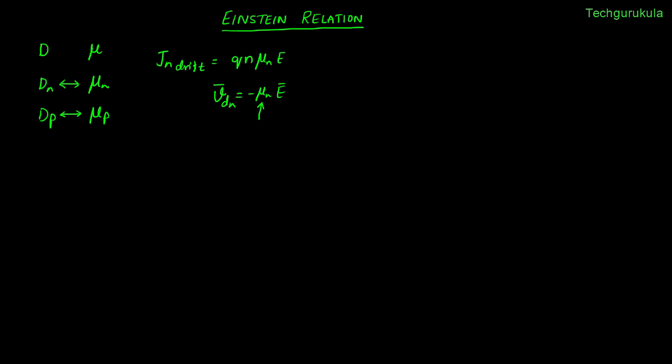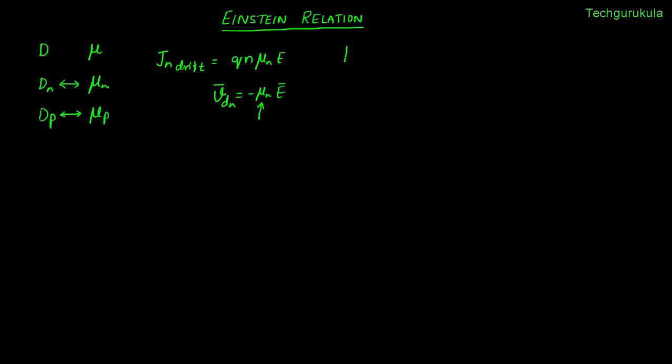Let's say for a given electric field, if you have different values of μn, where if μn is higher, the velocity would be higher, and if μn is smaller, velocity would be smaller, which means μn basically tells us the ease with which the electrons move in the semiconductor under the influence of electric field.